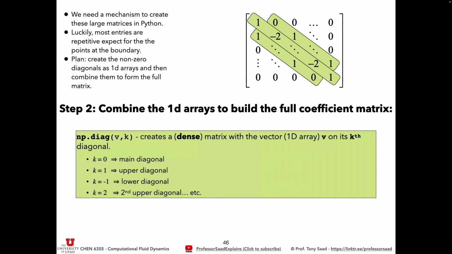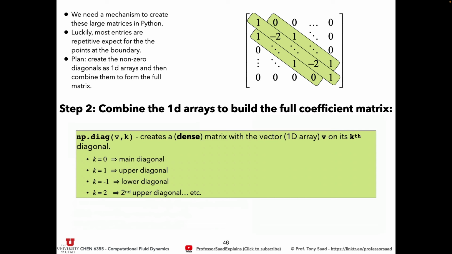Okay, and then you combine them to build the full coefficient matrix. So now we have our individual vectors. They're 1D arrays. They're not matrices, okay? They're just simply 1D arrays, okay? To combine them together, we use another function in Python called diag. So diag takes a 1D vector and places it on the kth diagonal in a matrix.